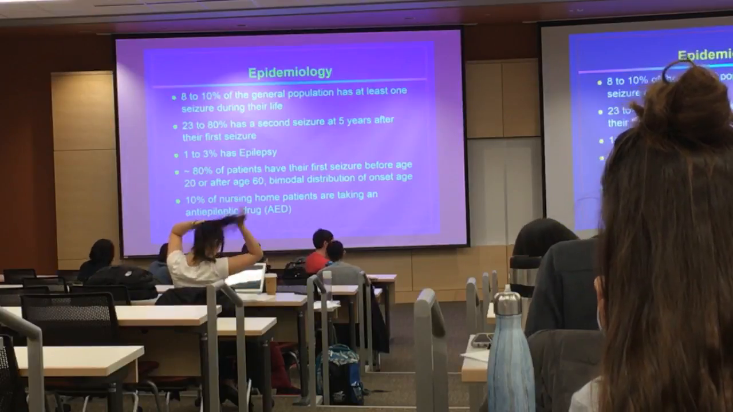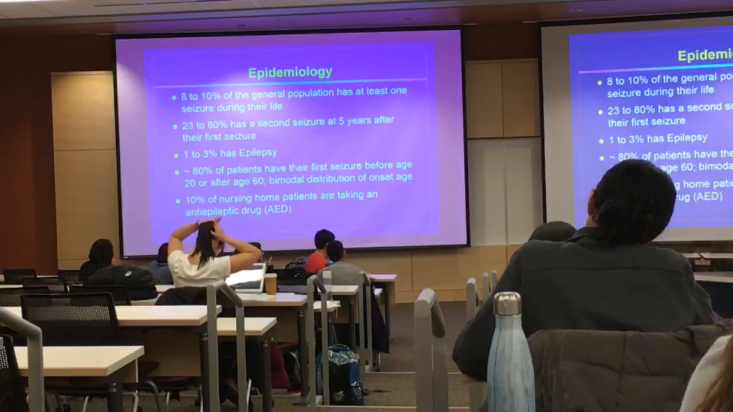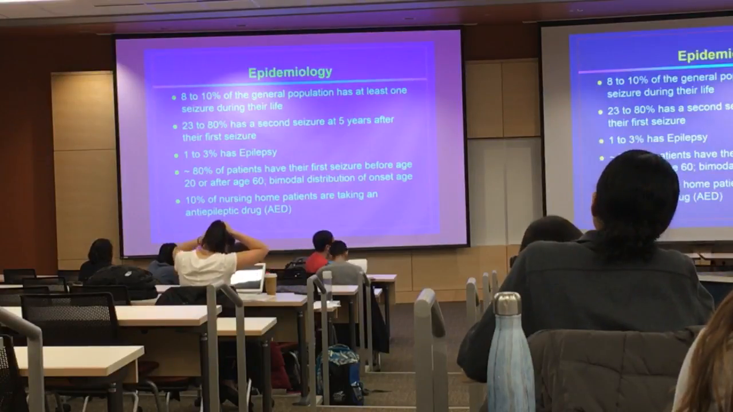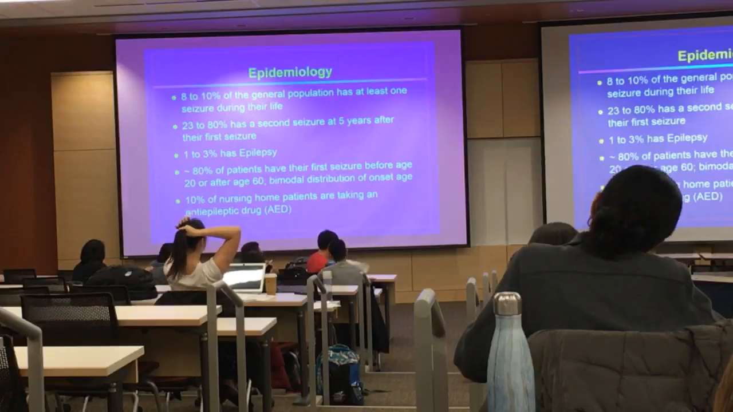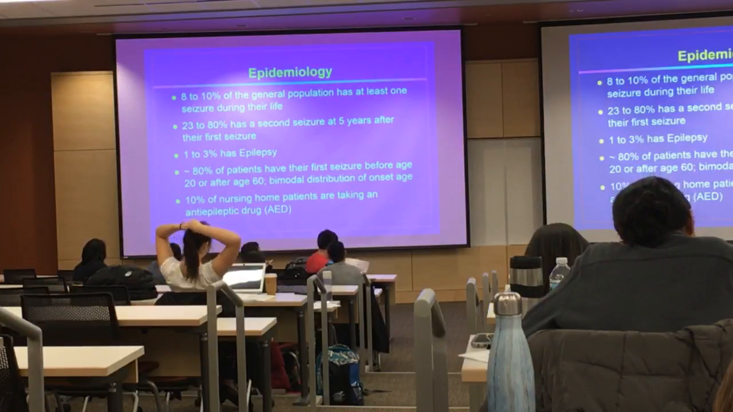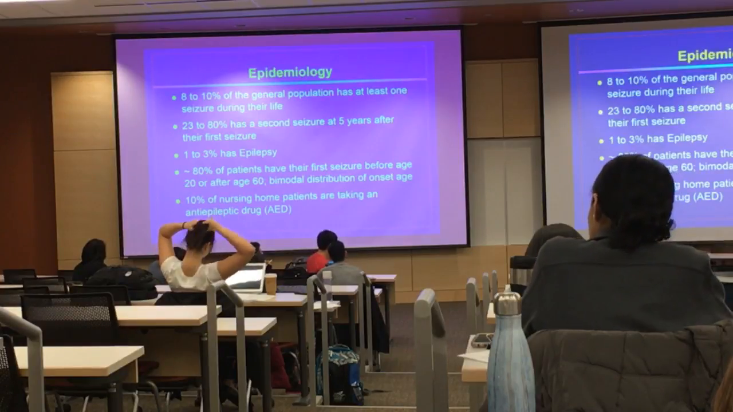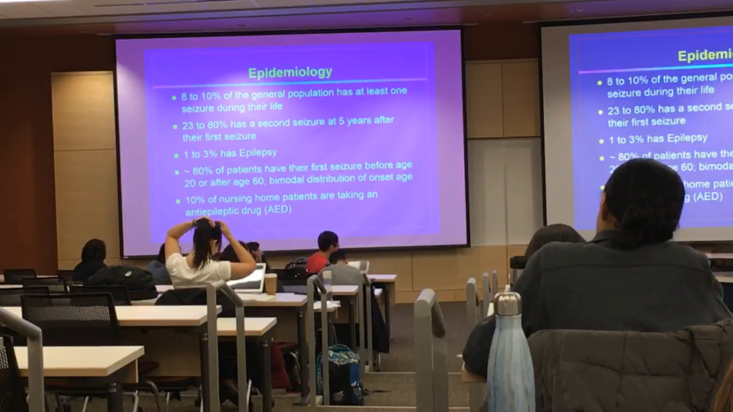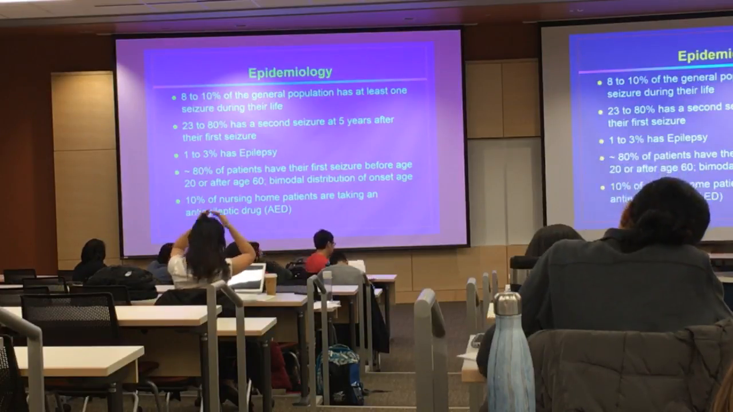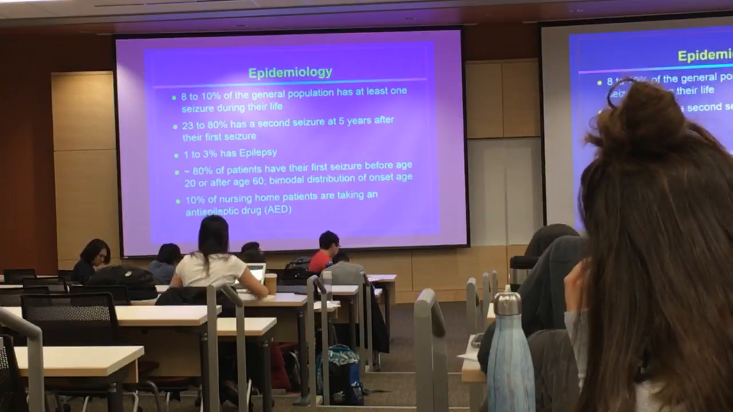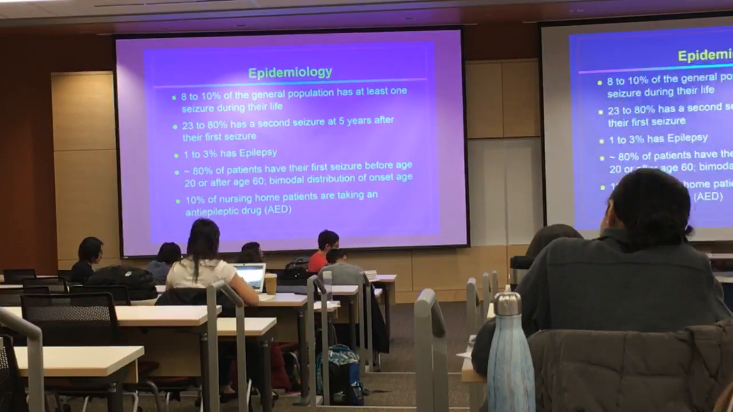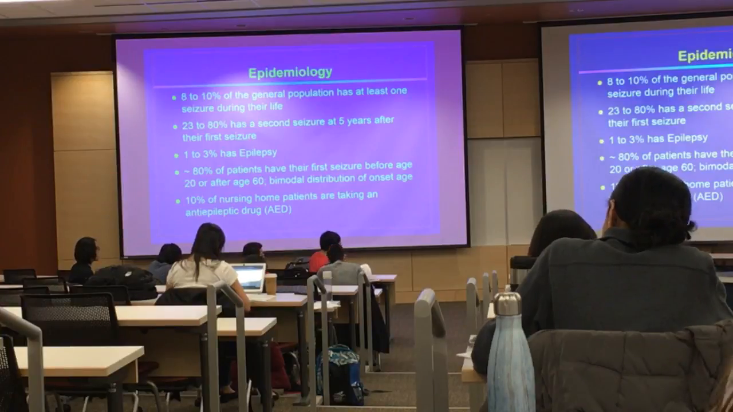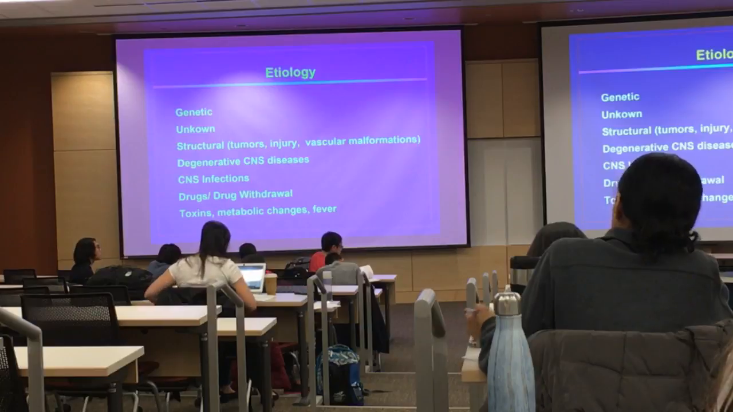About 8 to 10% of the population will have at least one seizure. So at least 2 people of your class will have had a seizure or will in the future. And 23 to 80% of those who have a seizure have a second seizure within 5 years. About 1 to 3% of the population has epilepsy. And it has a profound effect on quality of life and productivity. So 10% of nursing home patients are on epilepsy drugs, either for behavioral health reasons or for epilepsy. And they have a lot of side effects, a lot of drug interactions, and a lot of long-term effects that need to be monitored.